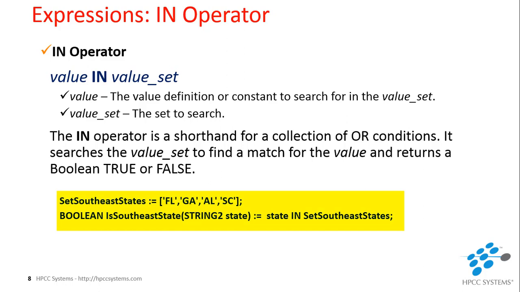As you can see at the bottom here, we have a set of Southeast states, Florida, Georgia, Alabama, and South Carolina, and an ECL function. Why a function? Because we're passing parameters, a state, and the state is in the set of Southeast states. If it is, it will return a true. If it's not, it will return a false.